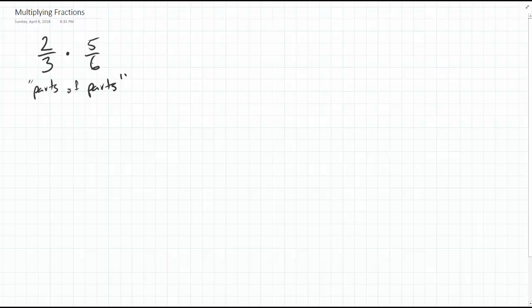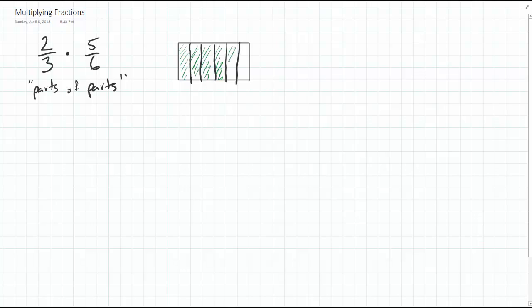So this is something like, Isaiah promised to paint 5/6 of the wall, but he only painted 2/3 of the 5/6 that he promised. So how much did he paint? Let's go ahead and draw out this diagram, creating 1, 2, 3, 4, 5, 6. Let's say that Isaiah promised he's going to paint 5/6. So I'm going to break this into sixths. 1, 2, 3, 4, 5, 6.